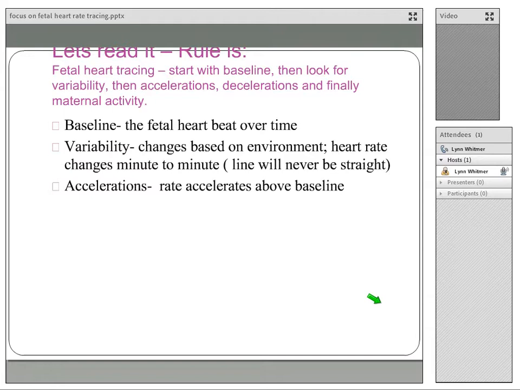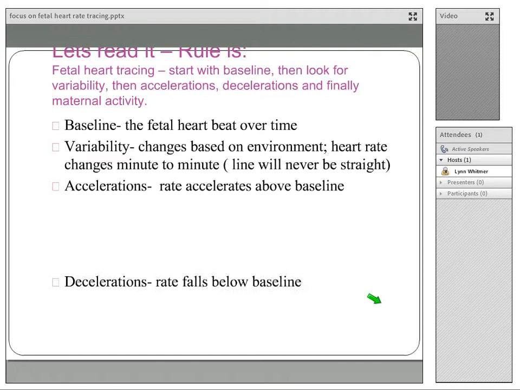Accelerations is when the fetal heart rate rises above the baseline. This is always a positive response because we know the baby has a great oxygen supply and can manage whatever environmental issues are coming his way. So accelerations are always positive. In fact, we can measure accelerations.